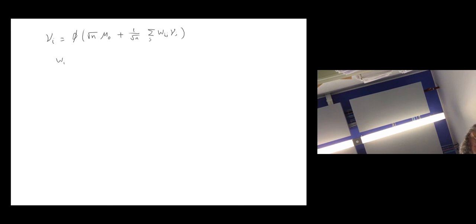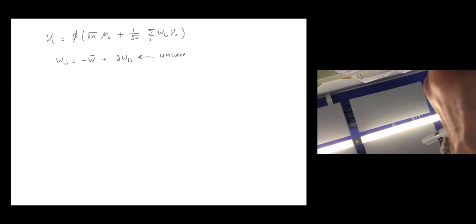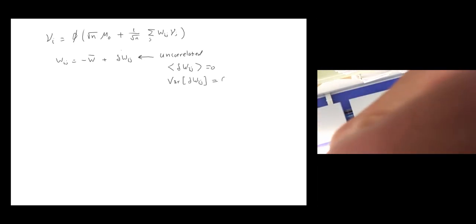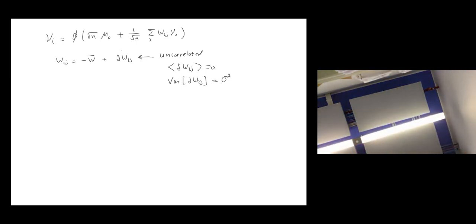So w I j equals minus w bar, some constant, plus sigma delta W I J, where these are uncorrelated random variables. They're just drawn from some distribution. And the average there is zero. And the variance of delta Wij equals sigma squared. Okay? This is all we know.